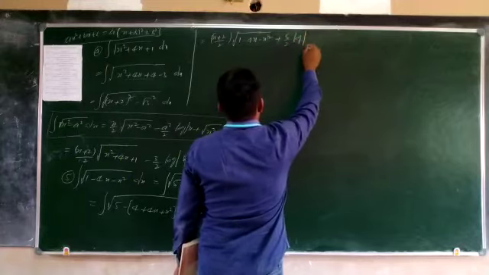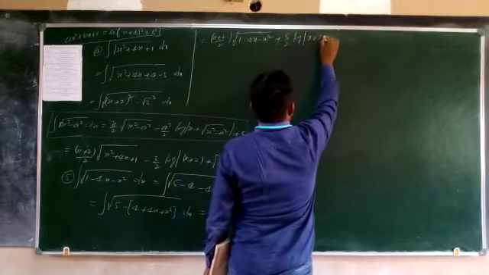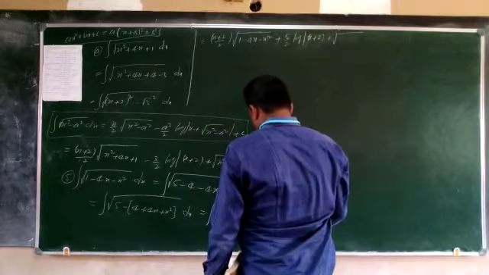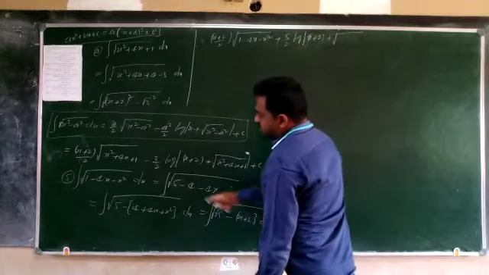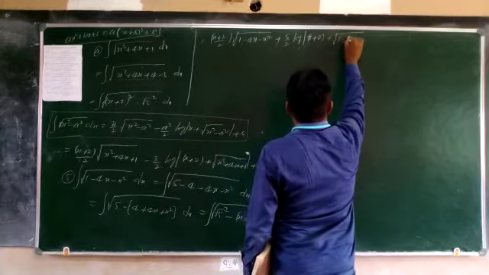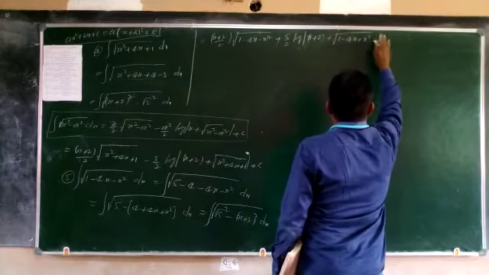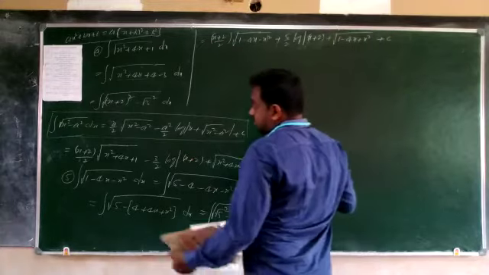Log mod of x plus 2, next to plus square root of x, next to x a square minus x square. A square minus x square, nothing but the question only. 1 minus 4x plus x square dx.